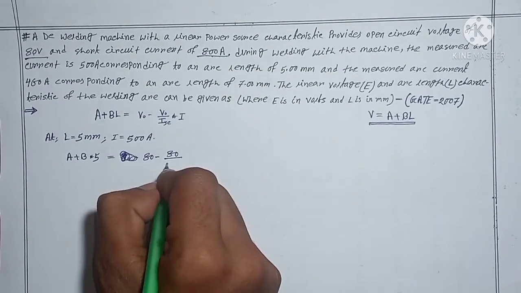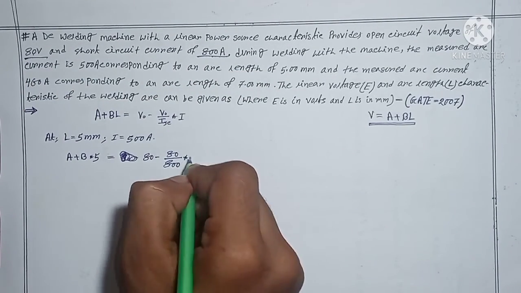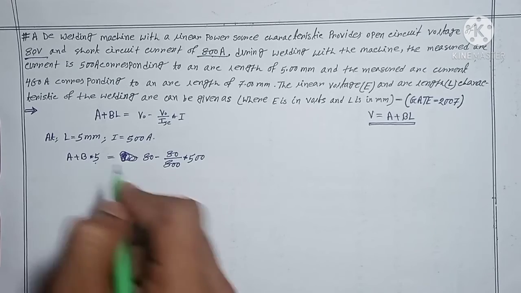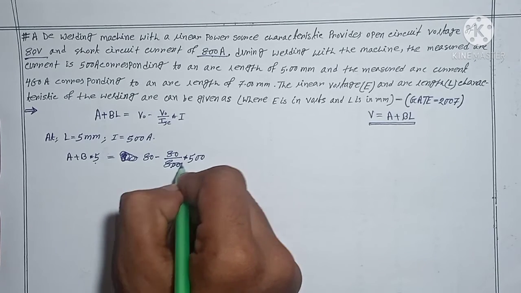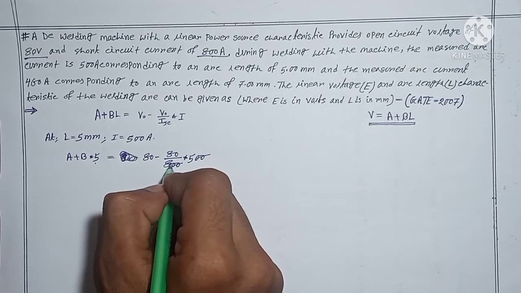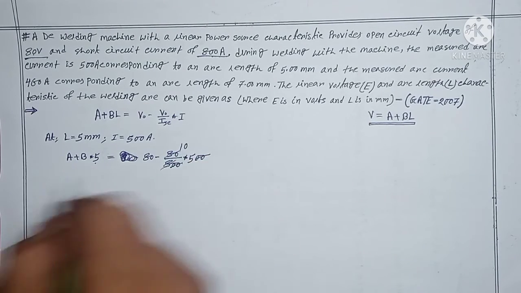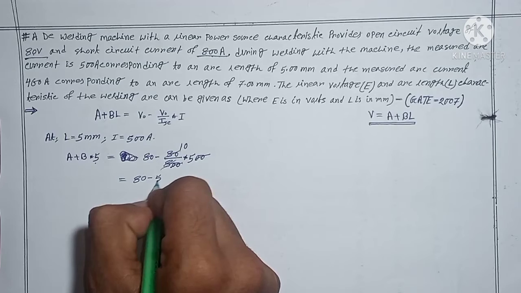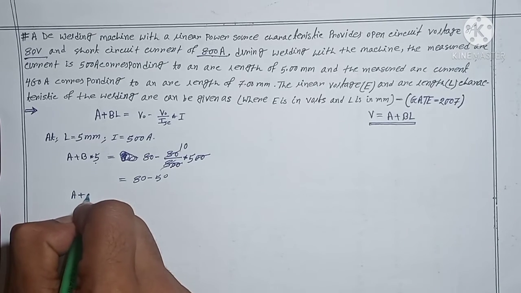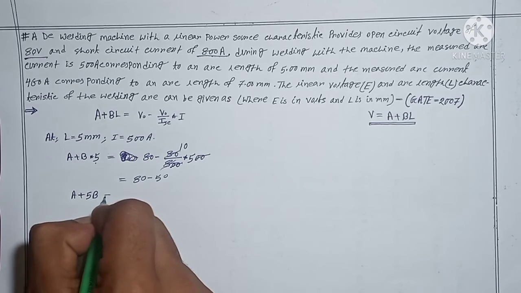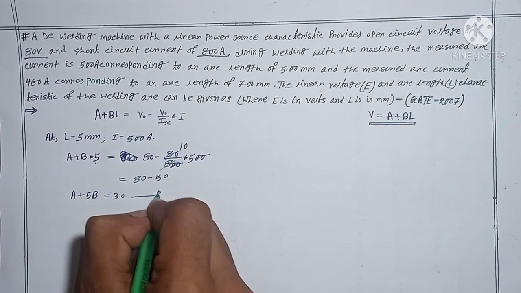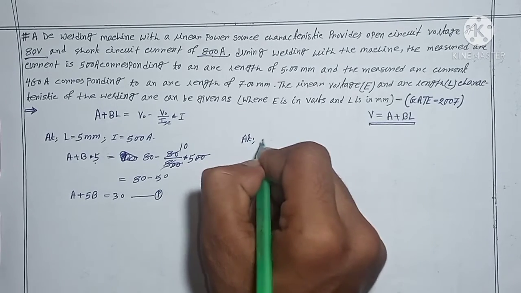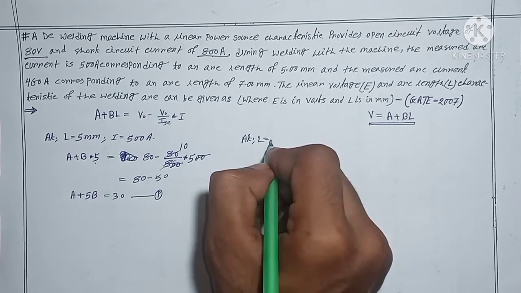Okay, 800 ampere. So here 800 ampere, into the current provided, 500 ampere, corresponding to the arc length 5 mm. If you solve this one, then this 20 gets cancelled out. This is 80 times 10 into 50, actually you are getting 80 minus 50. So A plus 5B is equal to 30. Let's assume this is our equation number 1. Is it clear? Next one, at length equal to how much? 7 mm.